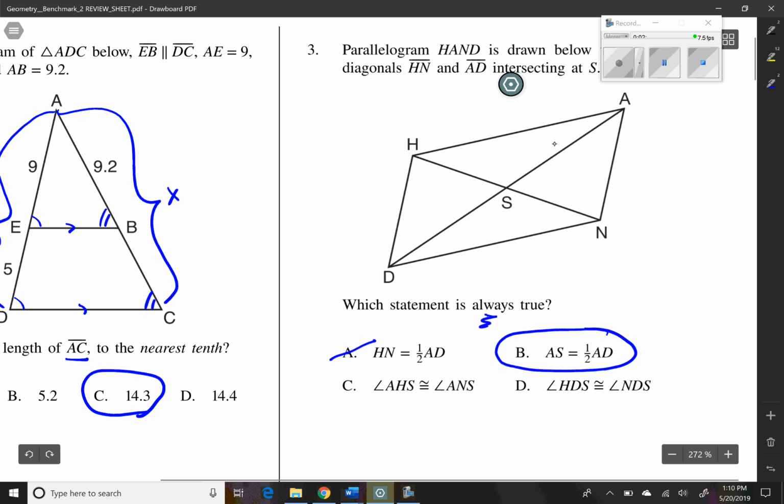Why? Because it says that the diagonals bisect each other. This piece and this piece are always the same. So they're a 1-to-2 ratio. These two angles won't always be congruent, neither will these two.